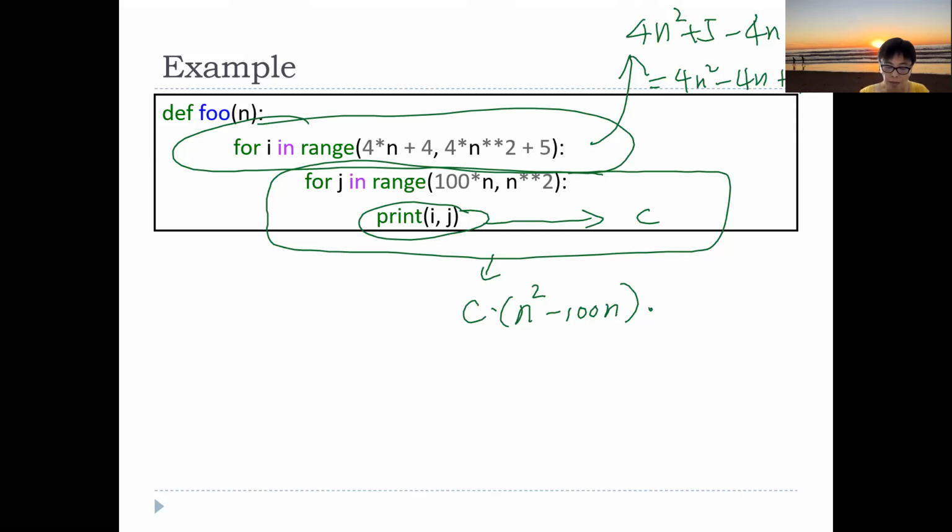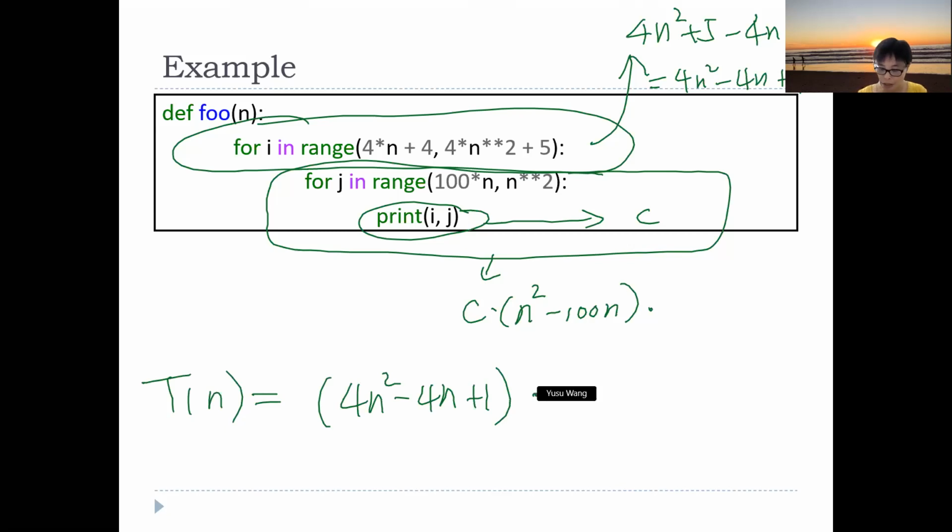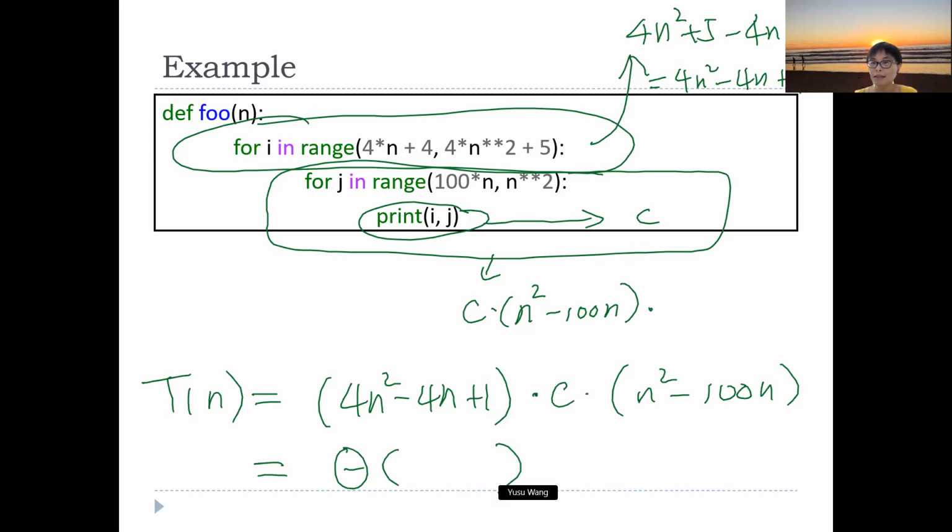So the total time complexity is the number of iterations of the outer loop times the cost of the inner loop, which is c times n squared minus 100n. Asymptotically, does anyone want to tell me what this is? If I simplify this, what do I get? We have n squared times n squared. This is what we have, just using the trick that we had before.